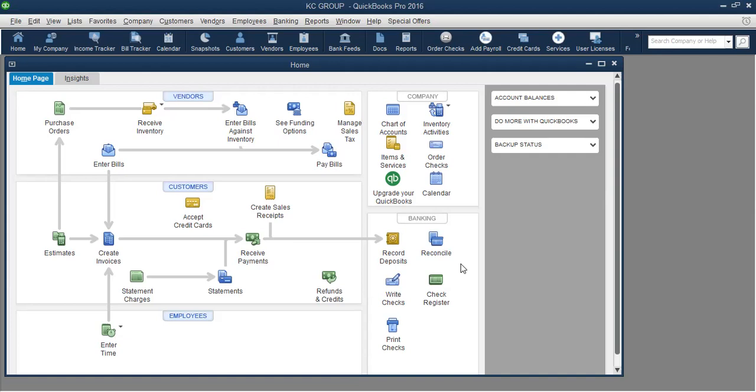The other thing I want you to note, which is really important every time, is that every time we go to a different section, we have what we call the flow charts.